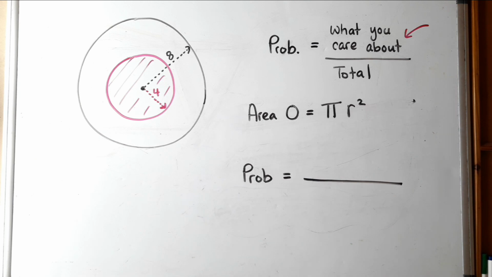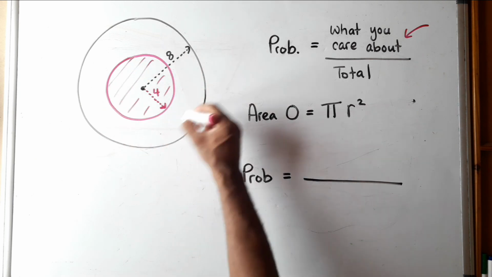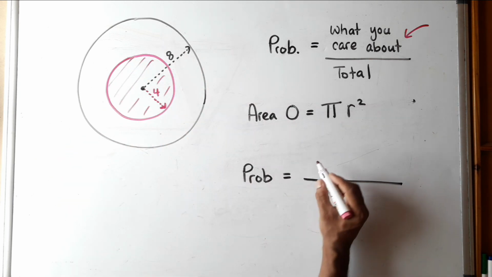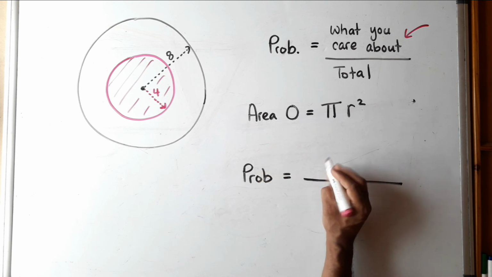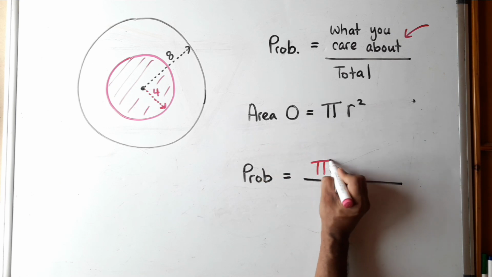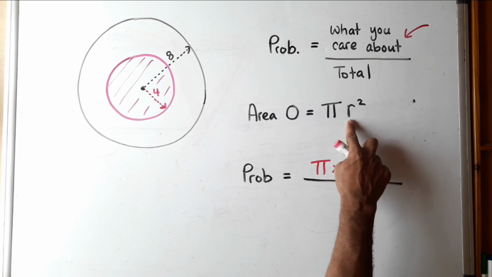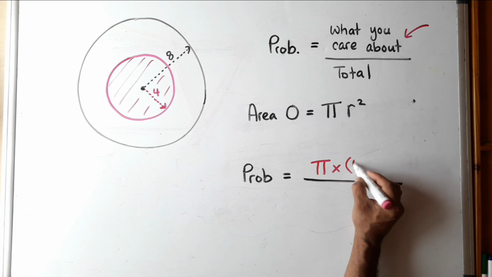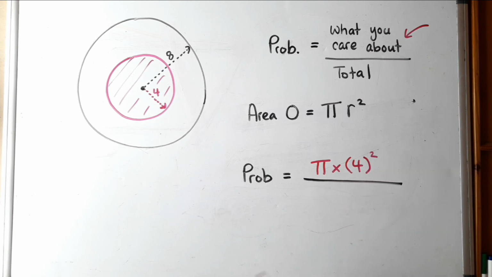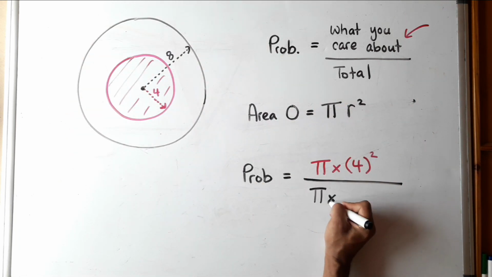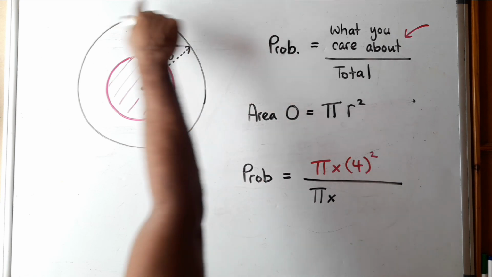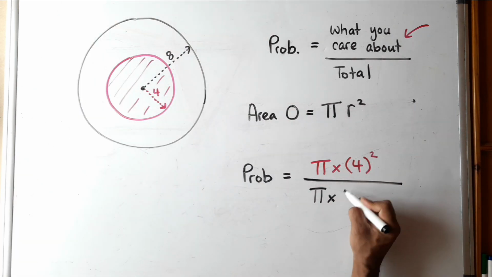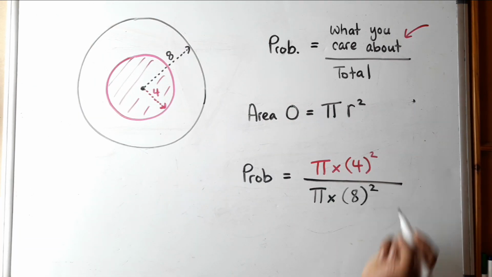Let's find the area of the pink region. Remember, you don't have a calculator. So the area of a circle, the pink region, is pi multiplied by the radius squared. What's the radius of the bullseye region? 4. So it's 4 squared. And what's the area of the entire circle? Pi multiplied by, and the radius of the entire circle, the whole dartboard, is 8 squared.